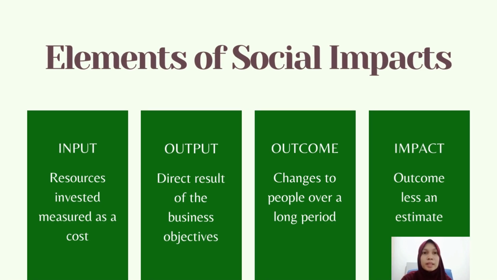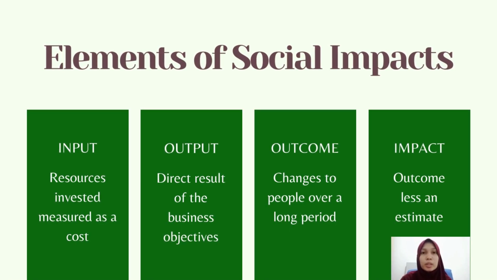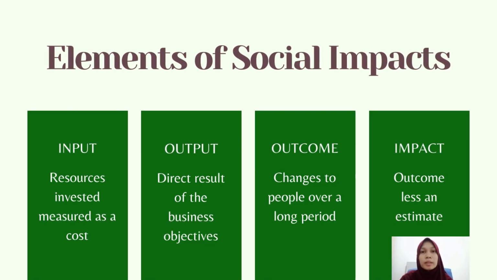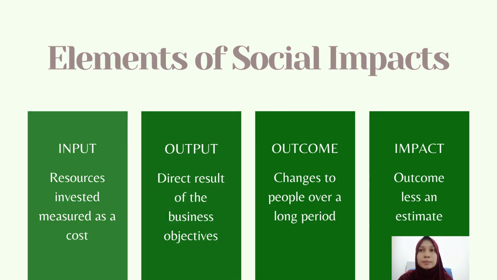There are four main elements of social impact, which are input, output, outcome, and impact. Input are resources invested to make something happen, and it is measured as a cost and typically includes time, money, and effort. The output is obviously the accomplishment or direct result of the business objective or goal. Outcome is the changes to people resulting from the activity that will occur over a longer period. Lastly, impacts are the outcome less an estimate of what would happen later.